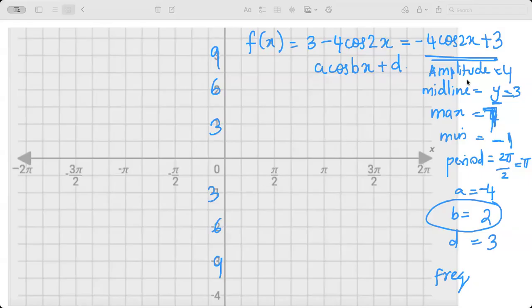Let's try this one. How do we want to do? So first I want to draw the midline. Midline is at a 3. We'll do only 0 to pi. Wait, is it 3 minus 4 cos? Yeah, it is 3 minus 4 cos 2x. I rewrote it as minus 4 cos 2x plus 3 for me to have the standard format. So I drew the midline. I'm done with that. And then this is a cos curve.